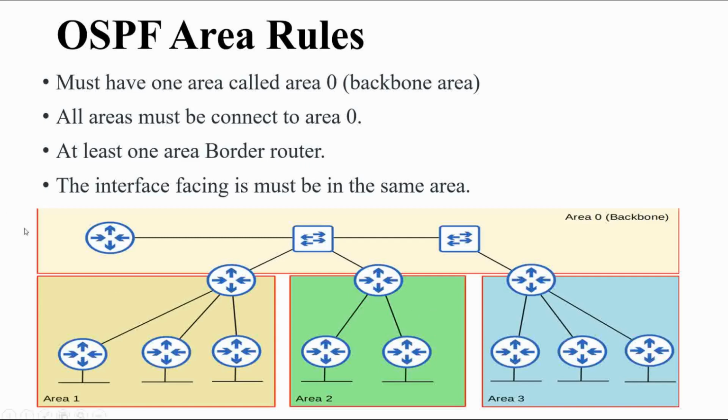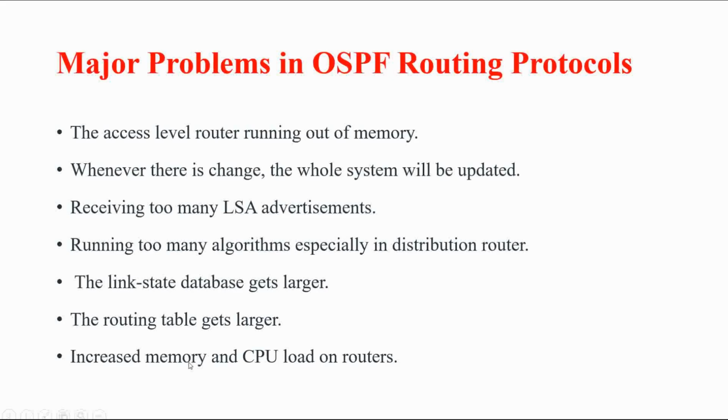So we will have too many algorithms running, too many algorithms in the distribution router. And the link state database gets larger, especially if we are using a single database. So our link state database will be larger, especially if you have updates. At that time our database will be larger and it will increase the information in the database. And it will disturb our communications, and the communication may be slow. So we have to solve this problem by using different areas. And another one, the routing tables get larger.